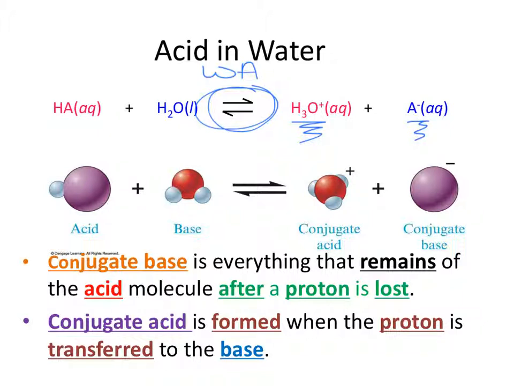So if you notice the acid in terms of the pictures, the particles, what happened to it? It lost its hydrogen ion. Well, what did the conjugate acid do? It gained that hydrogen ion, okay? So that's how I want you to look at these things, all right?